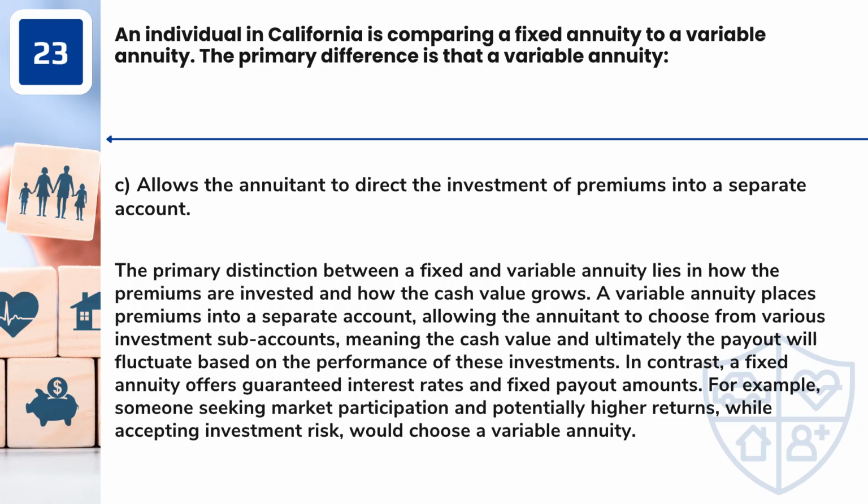In contrast, a fixed annuity offers guaranteed interest rates and fixed payout amounts. For example, someone seeking market participation and potentially higher returns, while accepting investment risk, would choose a variable annuity.